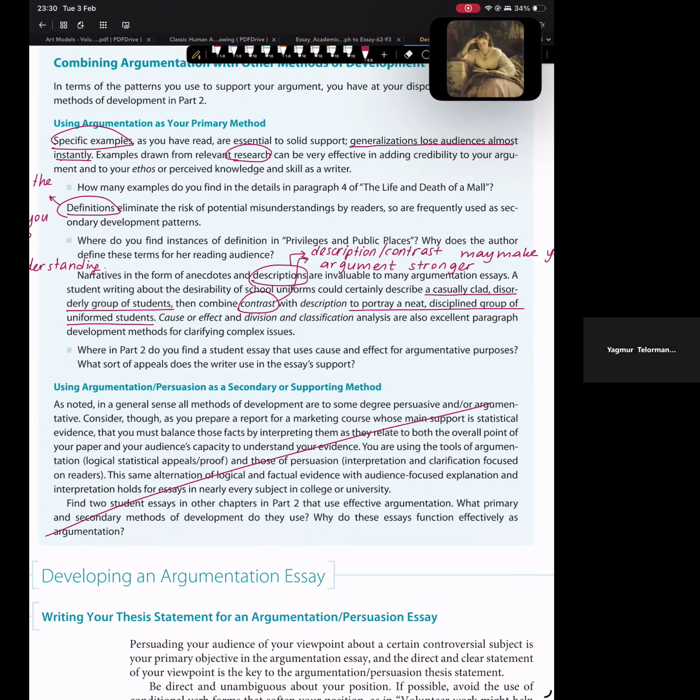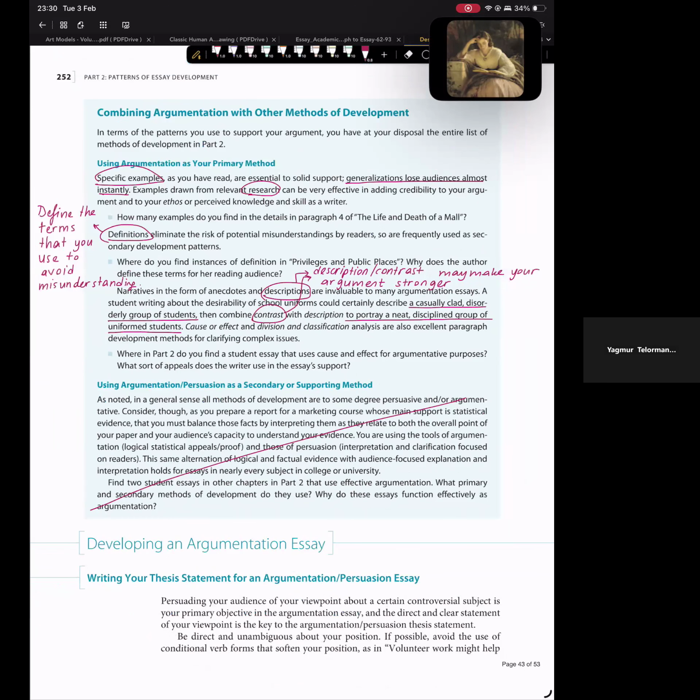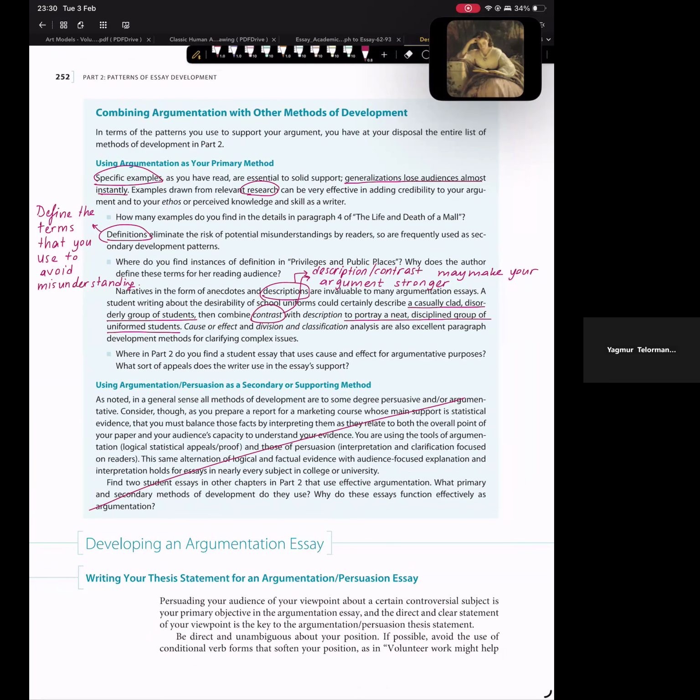So to make your argument stronger, you can describe a casually clad, disorderly group of students and contrast it with the description of a neat, disciplined group of uniformed students to make your argument stronger and to appeal to your readers' imagination.